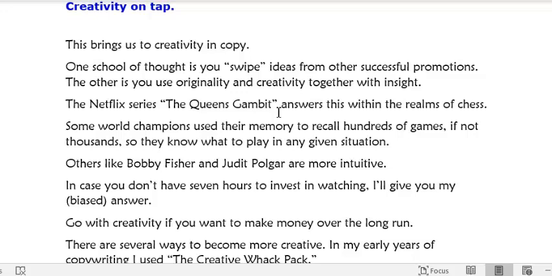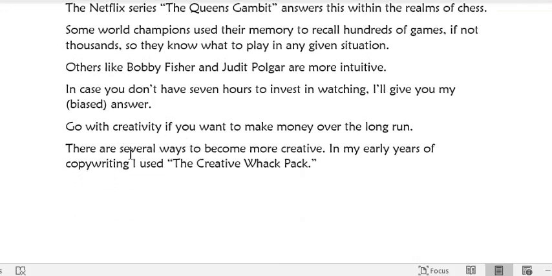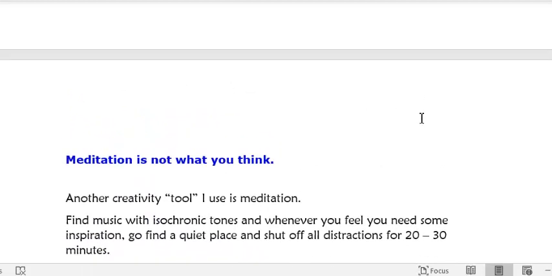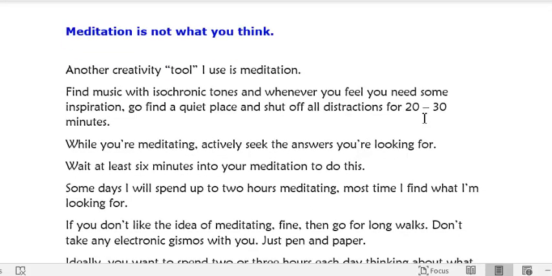So, some world champions use their memory to recall hundreds of games, if not thousands, so they know what to play in any given situation. Others, like Bobby Fischer and Judith Polgar, are more intuitive. And by the way, that's the composite character that the woman was made up of in The Queen's Gambit. So, in case you don't have 7 hours to invest watching it, I'll give you my biased answer. Go with creativity if you want to make money over the long run. There are several ways you can become more creative. In my early years of copywriting, I used Roger von Oech's The Creative Whack Pack, which I've still got. Also, I use meditation, and meditation is not what you think. It's another great creativity tool, and I can spend quite a lot of time thinking.